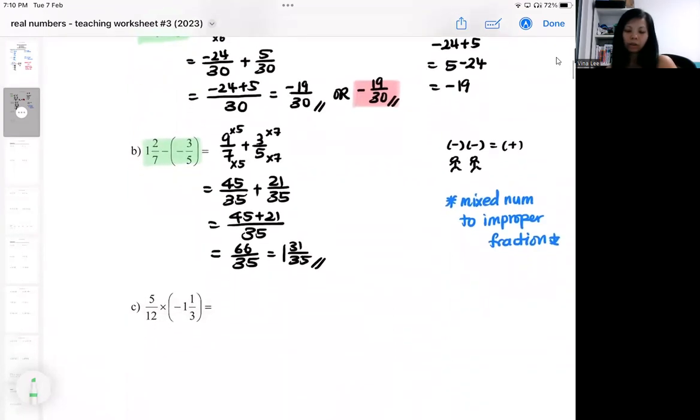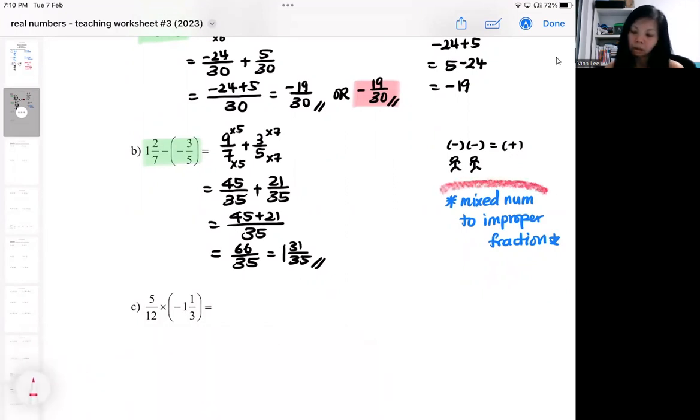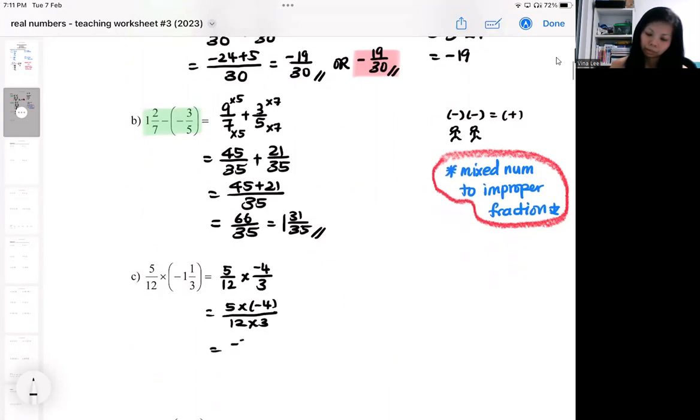So the next one, you will see fraction times fraction, but it involves a negative fraction. And it involves a negative mixed number. So it doesn't matter. If you see mixed number, you change it to improper. And the negative sign will follow the numerator. So in this sense, I'll be getting a -4/3. Then I will execute my top times top, bottom times bottom, and then you try to reduce it. Okay, make sure you remember to reduce it.